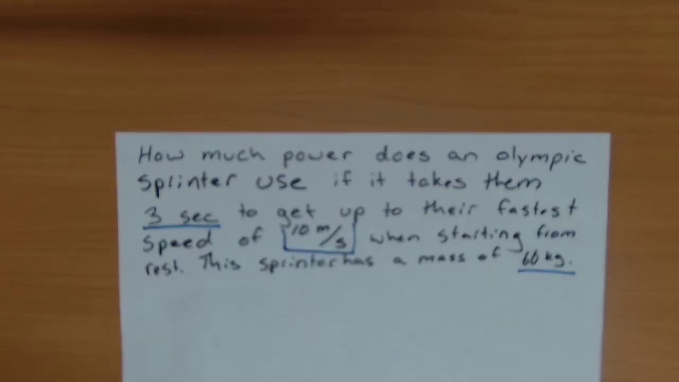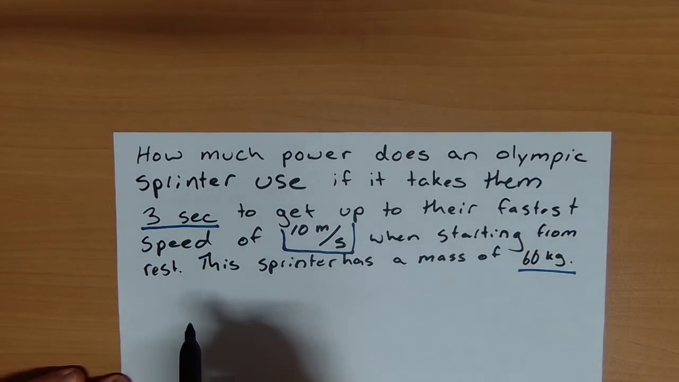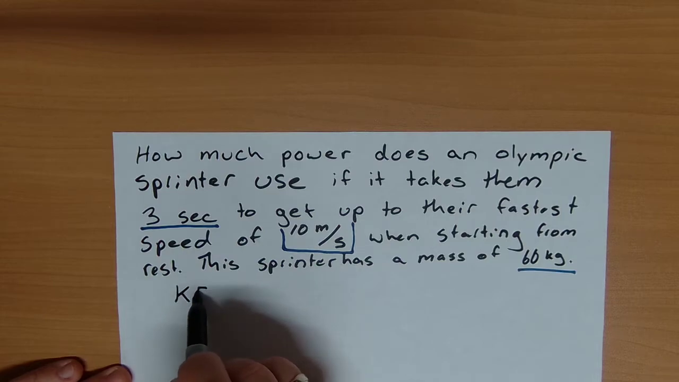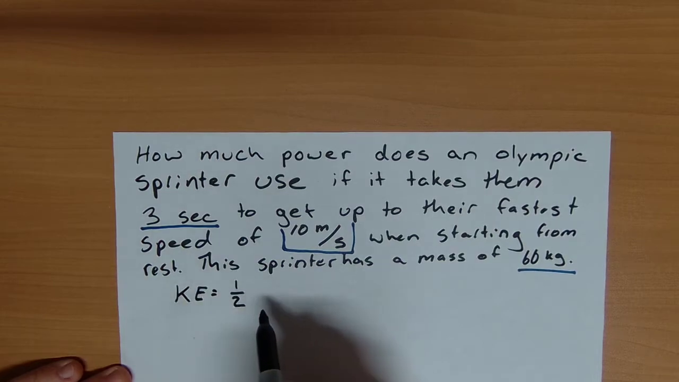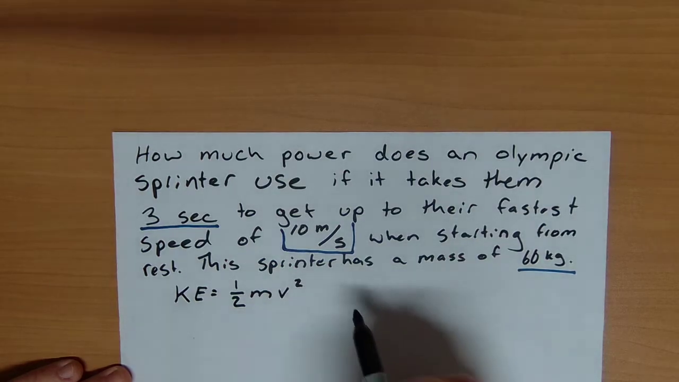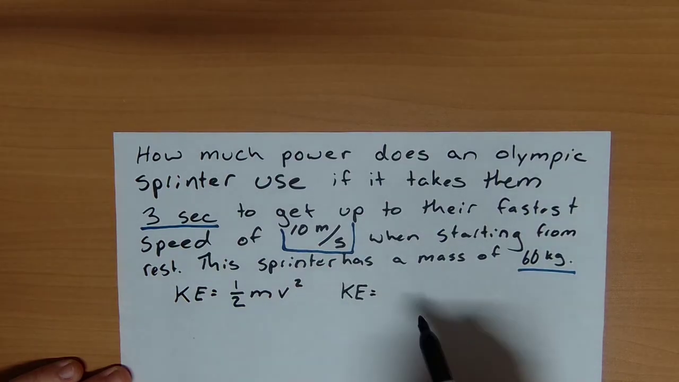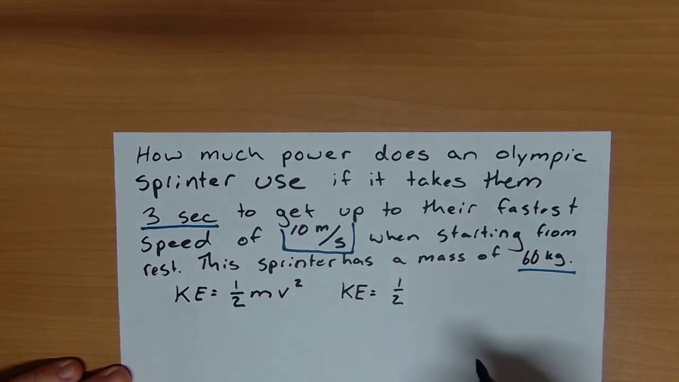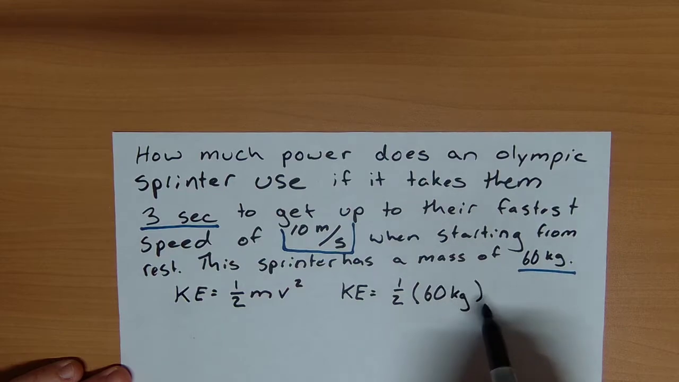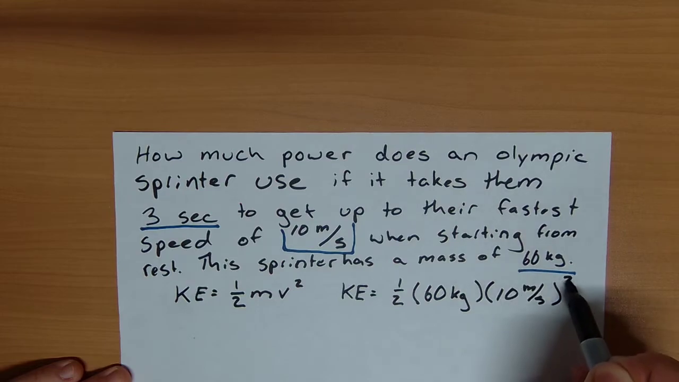Hopefully you are thinking along the same lines that I am and thinking that we must be dealing with kinetic energy. This particular sprinter starts from rest. That was told here in the problem statement. And so they're gaining a certain amount of kinetic energy. Kinetic energy, again, we've practiced this, is 1/2 mv squared. In this particular case, the kinetic energy gained by this sprinter is going to be 1/2 or 0.5 multiplied by 60 kilograms multiplied by 10 meters per second, and then I'm going to square that.